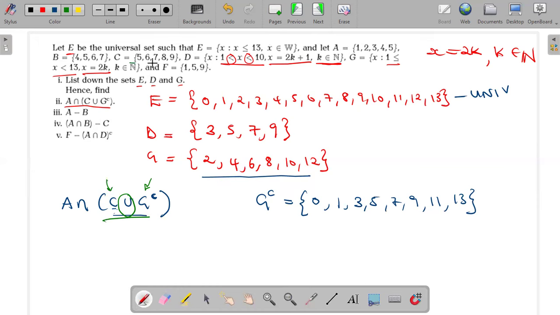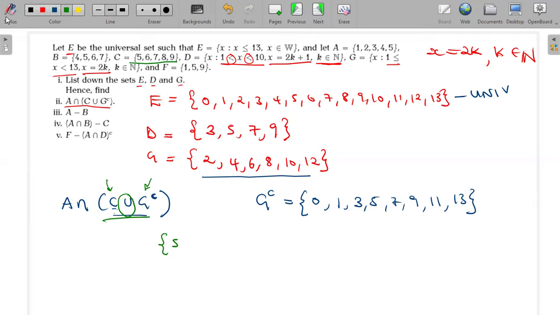So now C here has already been given. So what I'm going to do is list down my C. My C is just there, you have it as 5, 6, 7, 8, 9. And then union your G complement, which is just here: 0, 1, 3, 5, 7, 9, 11, and 13. So this is what you have there.